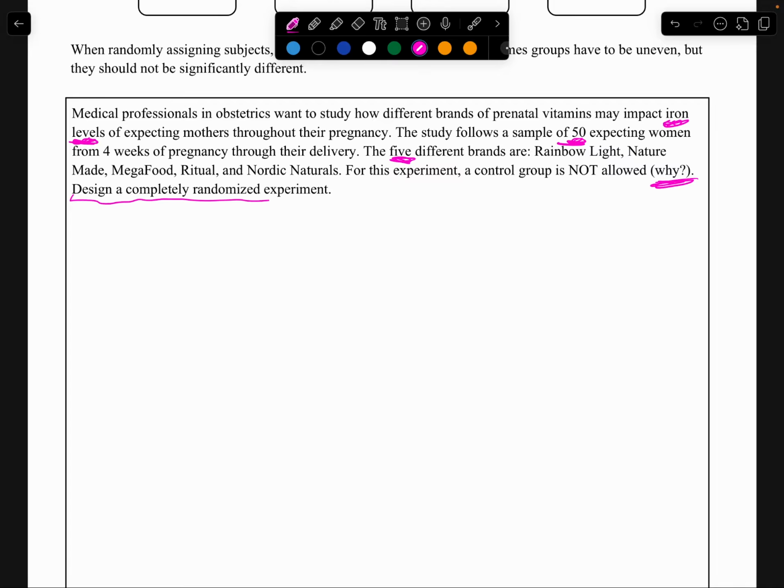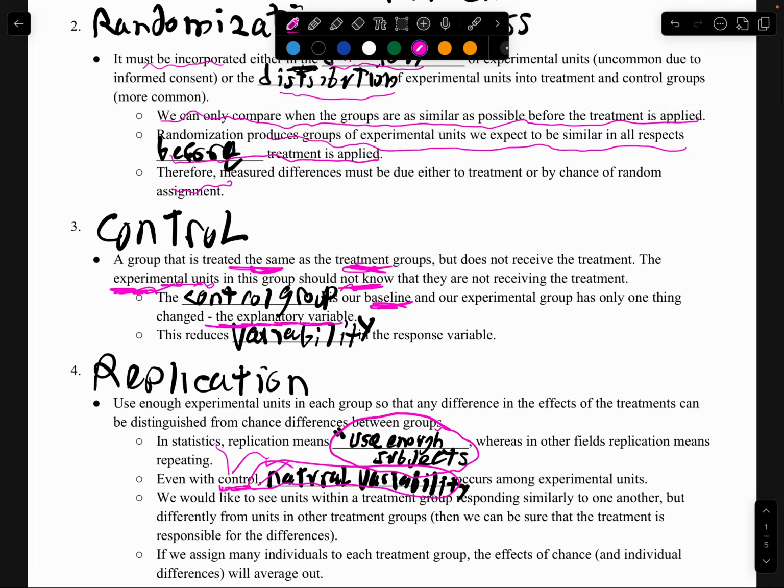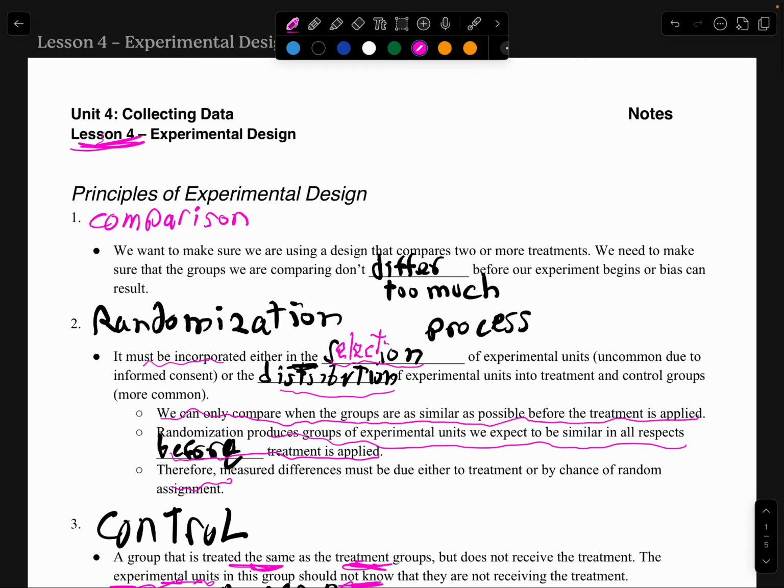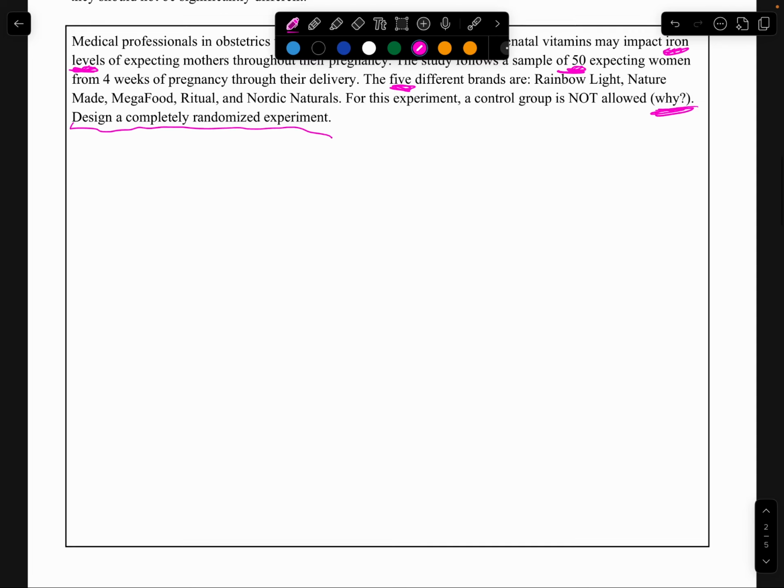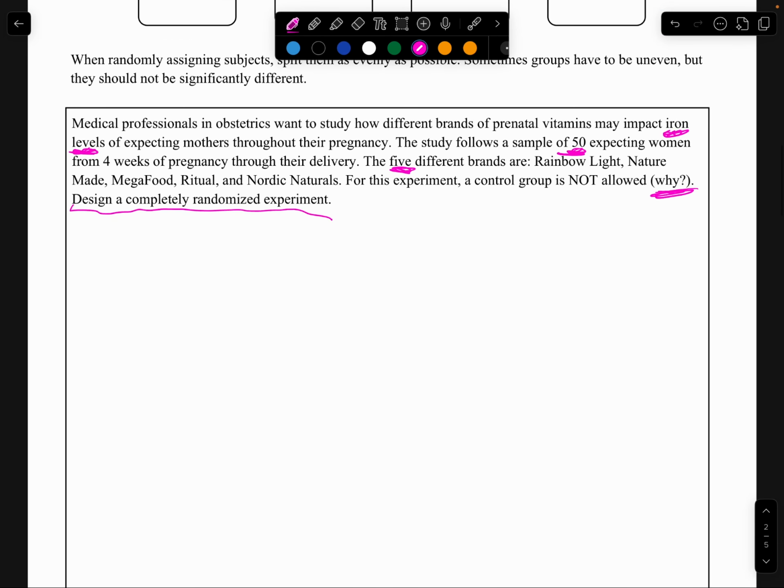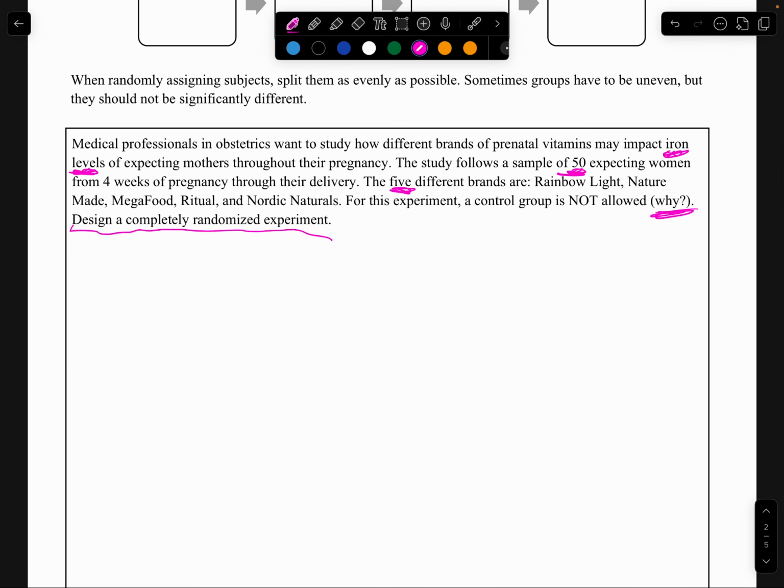Design a completely randomized experiment. So that's what we're looking at here, randomization. So we're getting a random experiment. So the first thing is we've got a sample. What's our sample? A sample from all pregnant women in the world. We're taking a little chunk of them.